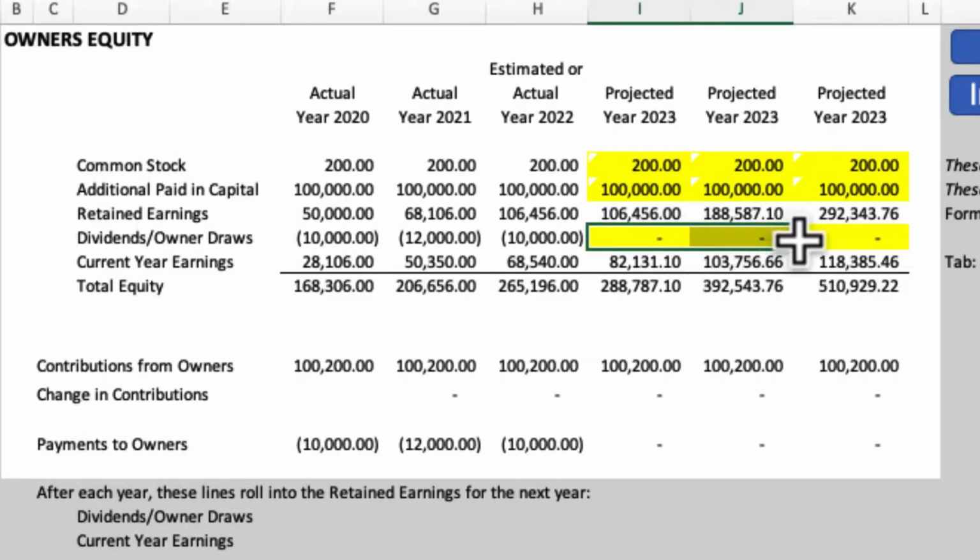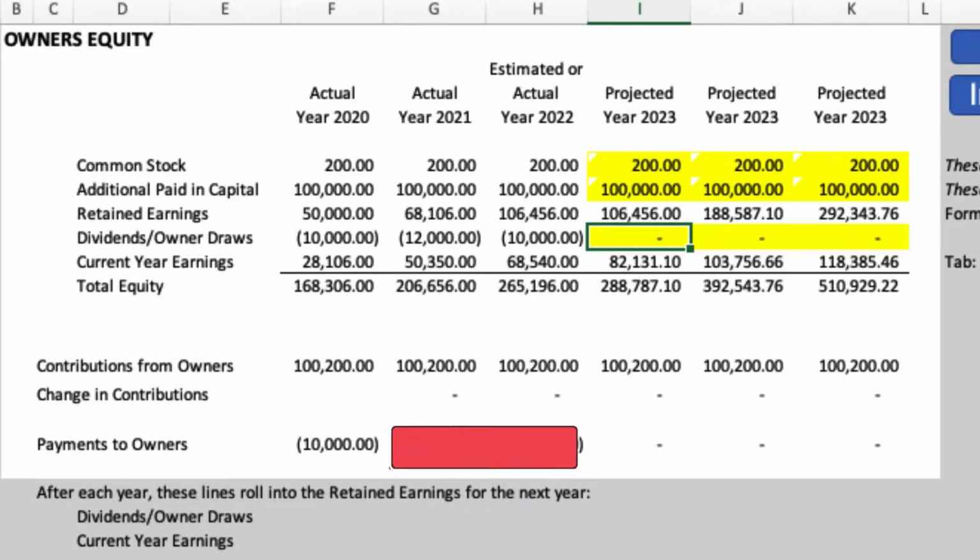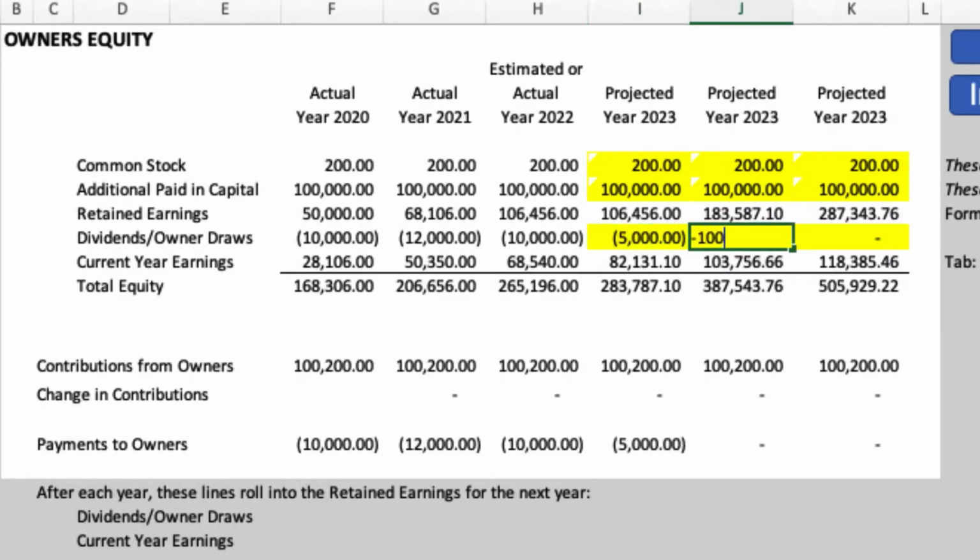Now this section here is where you would want to put owner draws or dividends, whatever you want to call it for your entity. So you can see that in the previous 3 years, we've had some owner draws, $10,000, $12,000, and $10,000 again. What are the projections going to be for the next 3 years? Maybe it's 0. Maybe we're going to do $10,000 a year. Let's go ahead and do $5,000, $10,000, and maybe we'll do $15,000 just to see how things shake out.